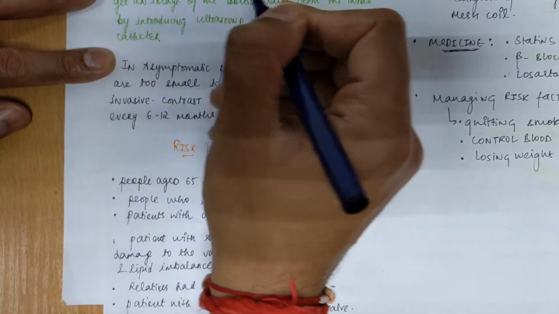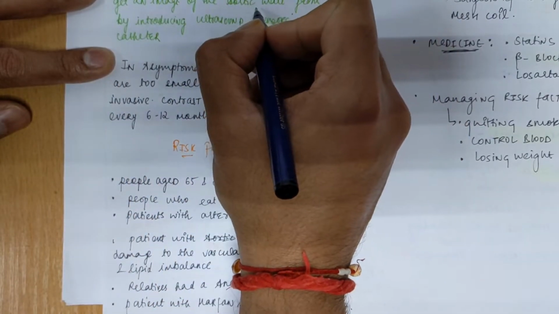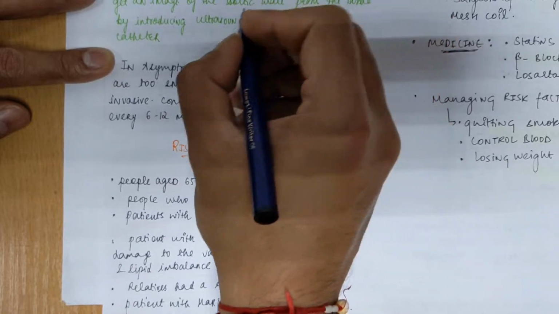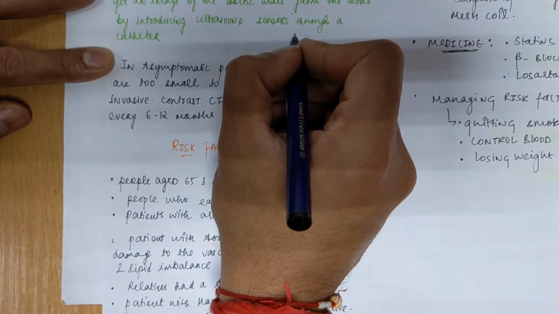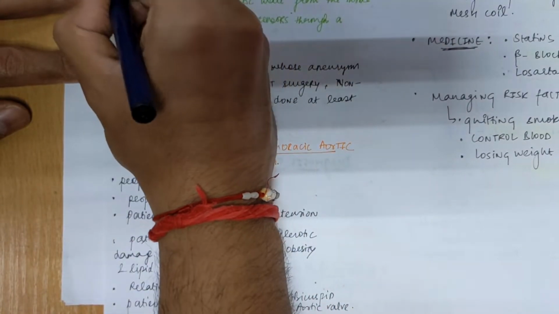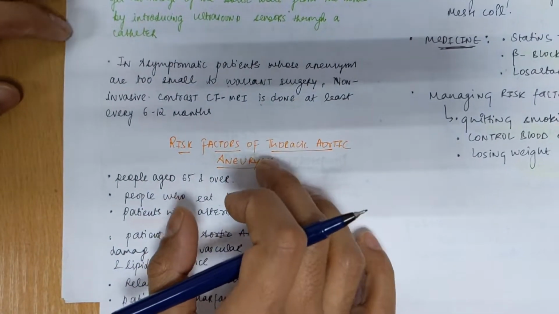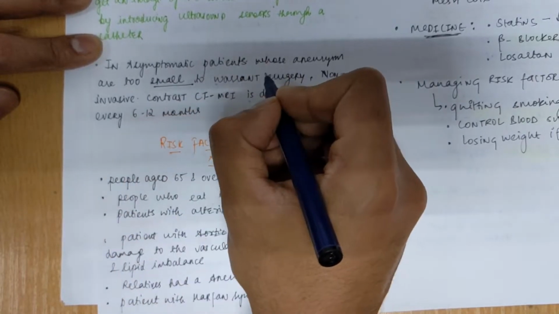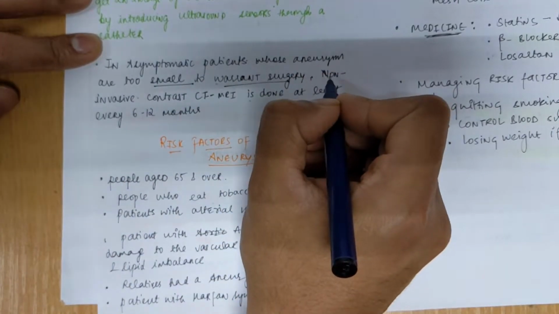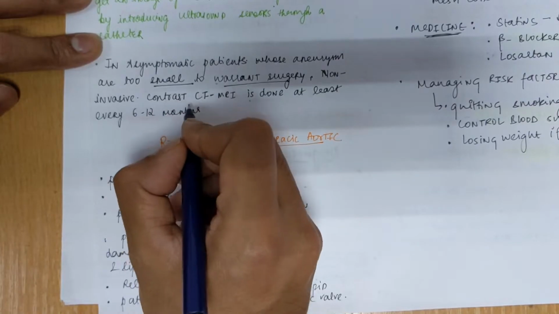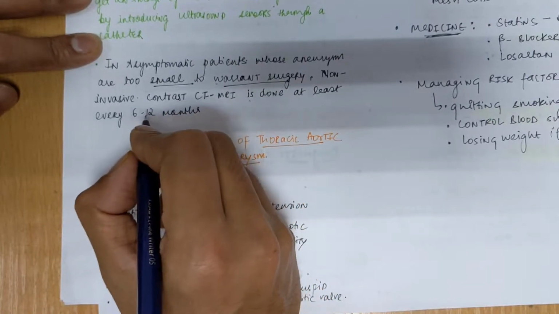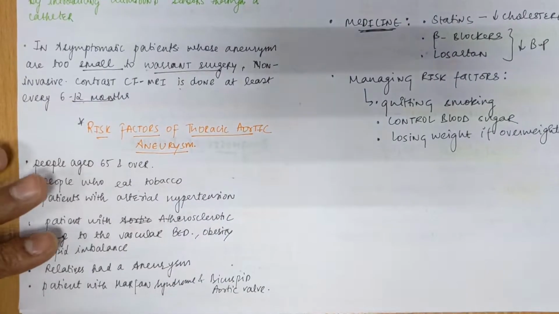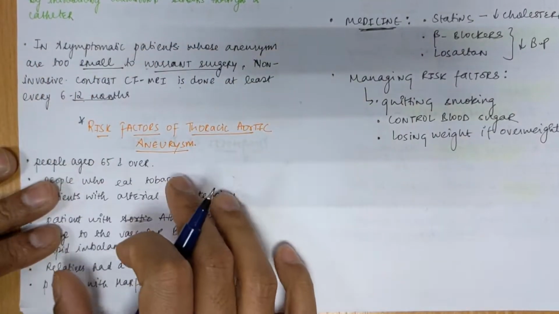There can be intravascular ultrasound, which will give you an image of the aortic wall from inside by introducing the ultrasound sensor through a catheter. This is a modern technique called intravascular ultrasound, which can also help with an asymptomatic patient whose aneurysm is too small to warrant surgery, non-invasively. For that we can do contrast CT or MRI at least every 6 to 12 months in cases of asymptomatic patients.